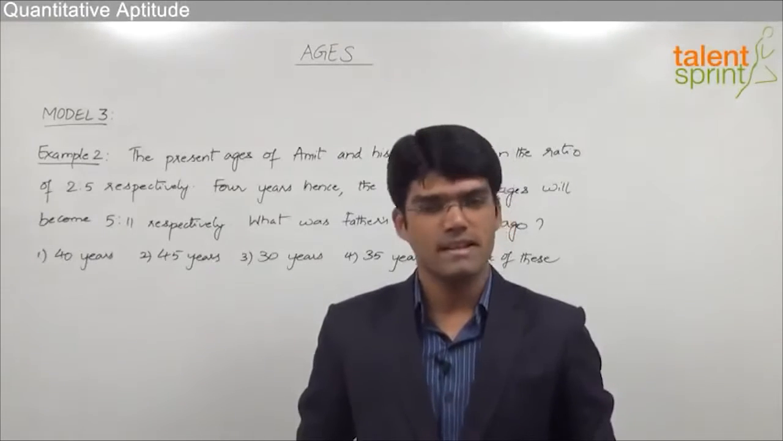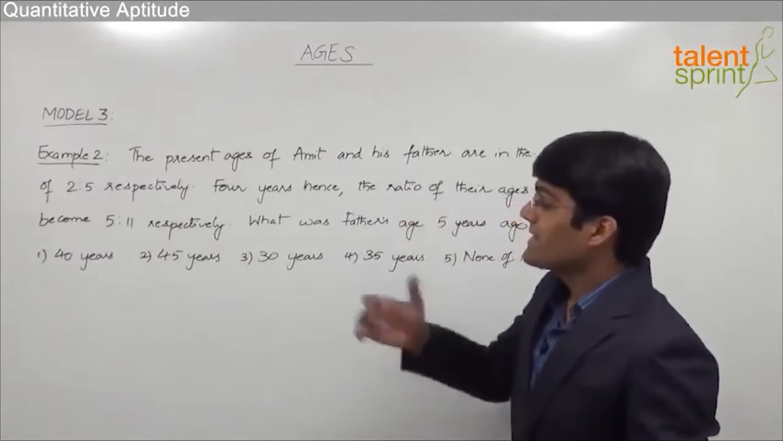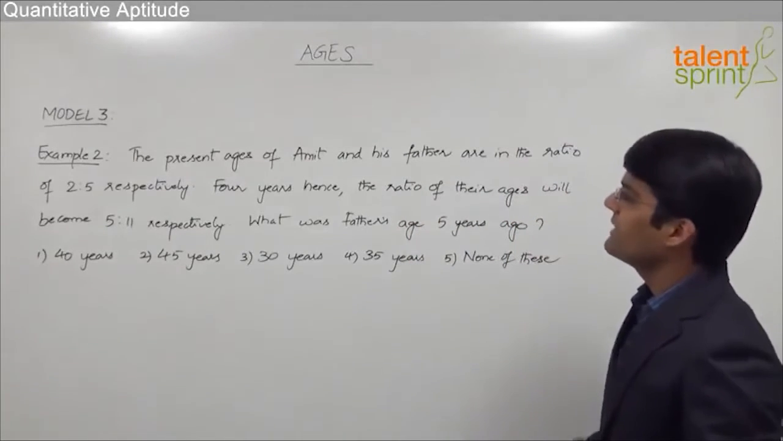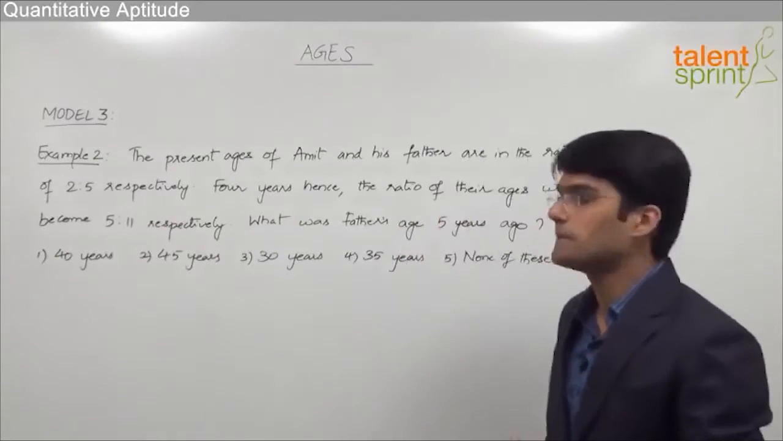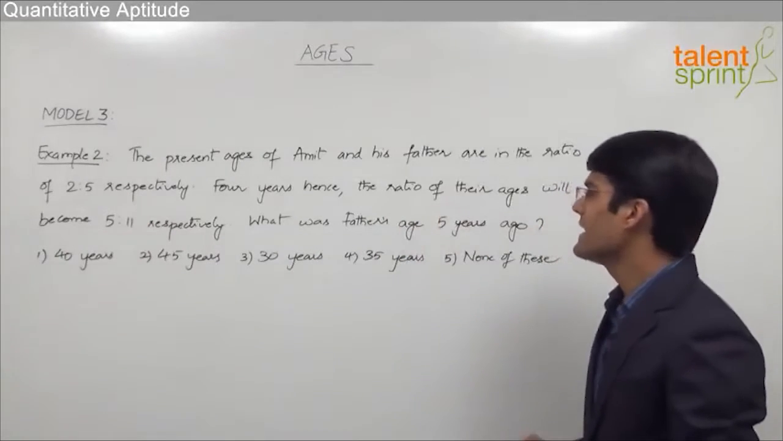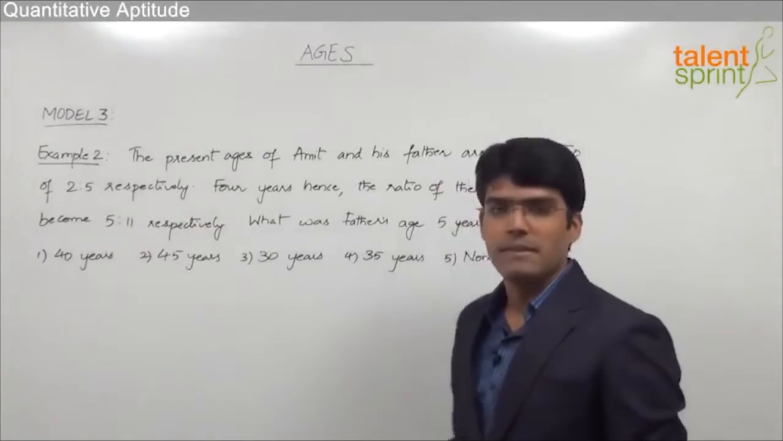Let us now discuss another example based on the model that we have just discussed. The question here is, present ages of Amit and his father are in the ratio 2:5 respectively. 4 years hence, the ratio of their ages will become 5:11 respectively.